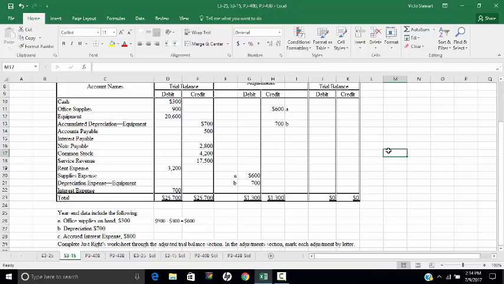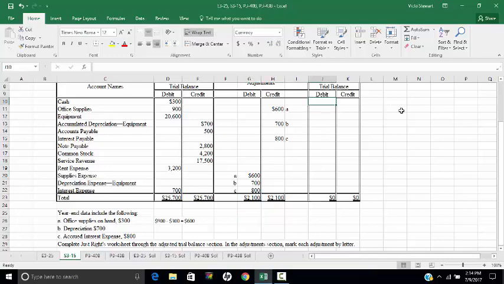The next one says that we accrued interest expense of $800. So our interest expense will be debited for $800. And then our interest payable, our liability account, will be increased for $800. And as I've been making these entries, the total at the bottom has been updating, and we see that our debits and our credits equal.